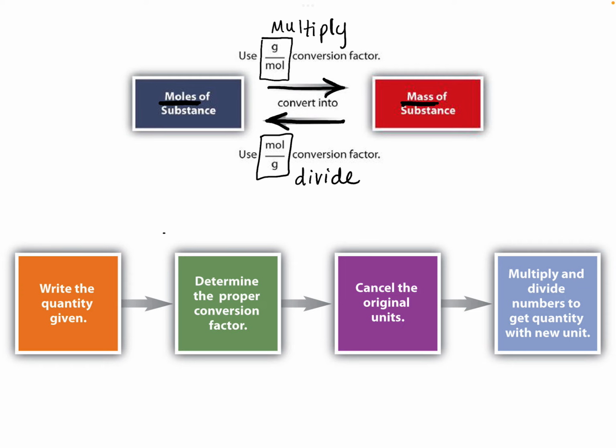So we're flipping that conversion factor over. So again, in general, for these types of problems, write the given quantity first, then determine the proper conversion factor. We'll cancel the original units or the given units that we start with, and then we'll multiply and divide the numbers that are left over to get our new quantity with our desired unit.